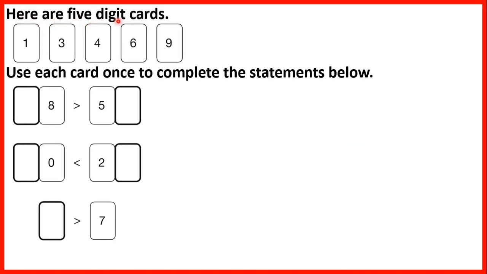Here are 5-digit cards. We have 1, 3, 4, 6 and 9. Use each card once to complete the statements below. So first we have a number with 8 ones, and that's greater than a number with 5 tens. So we know that the tens digit will need to be greater than 5. So that's either the 6 or the 9.